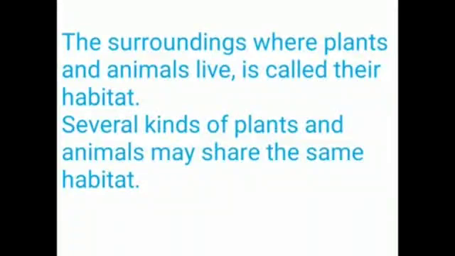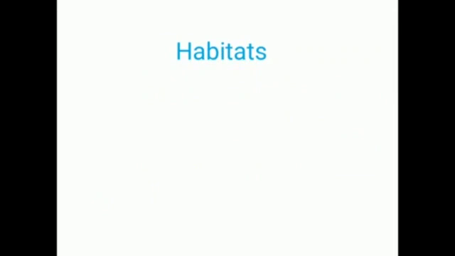When we take the example of desert, many types of animals are there: camel, rat, snake, and plants like cactus and pine. So the surroundings where plants and animals live is called their habitat, and several kinds of plants and animals may share the same habitat.